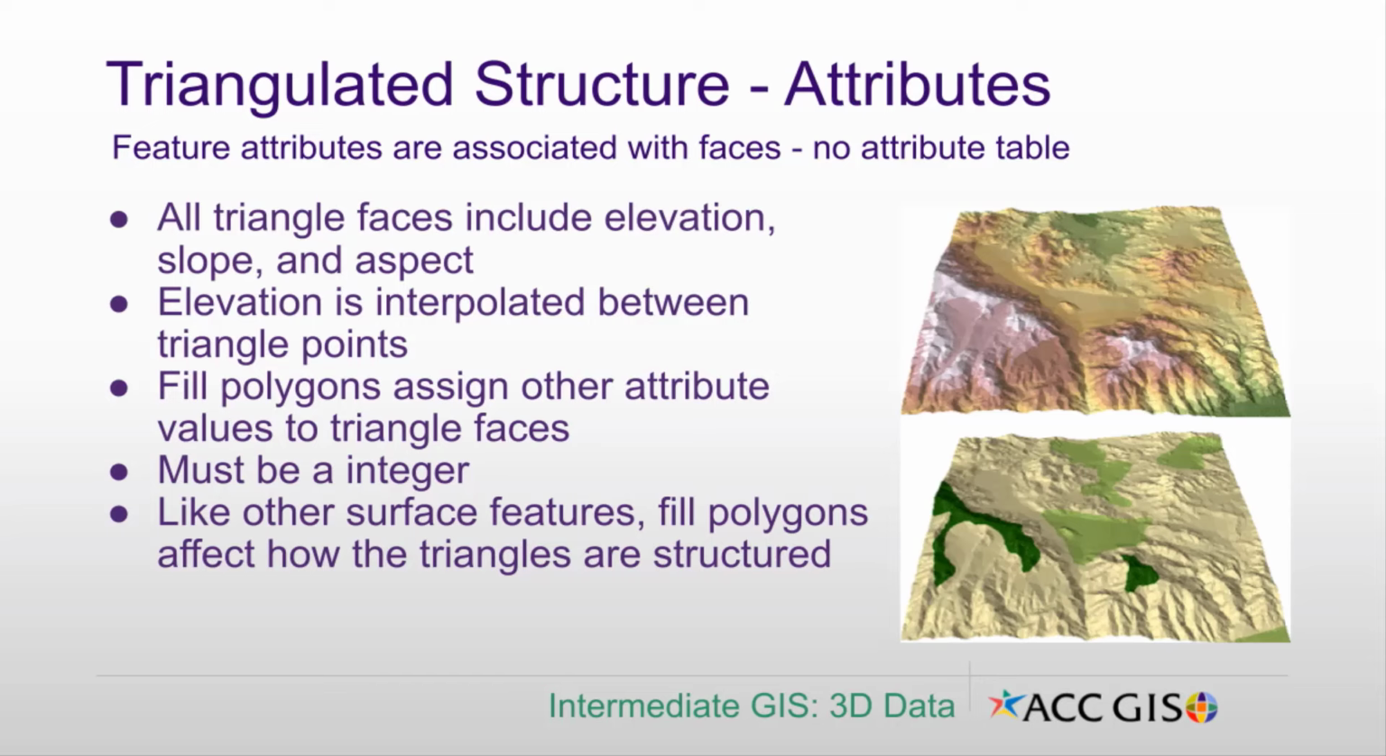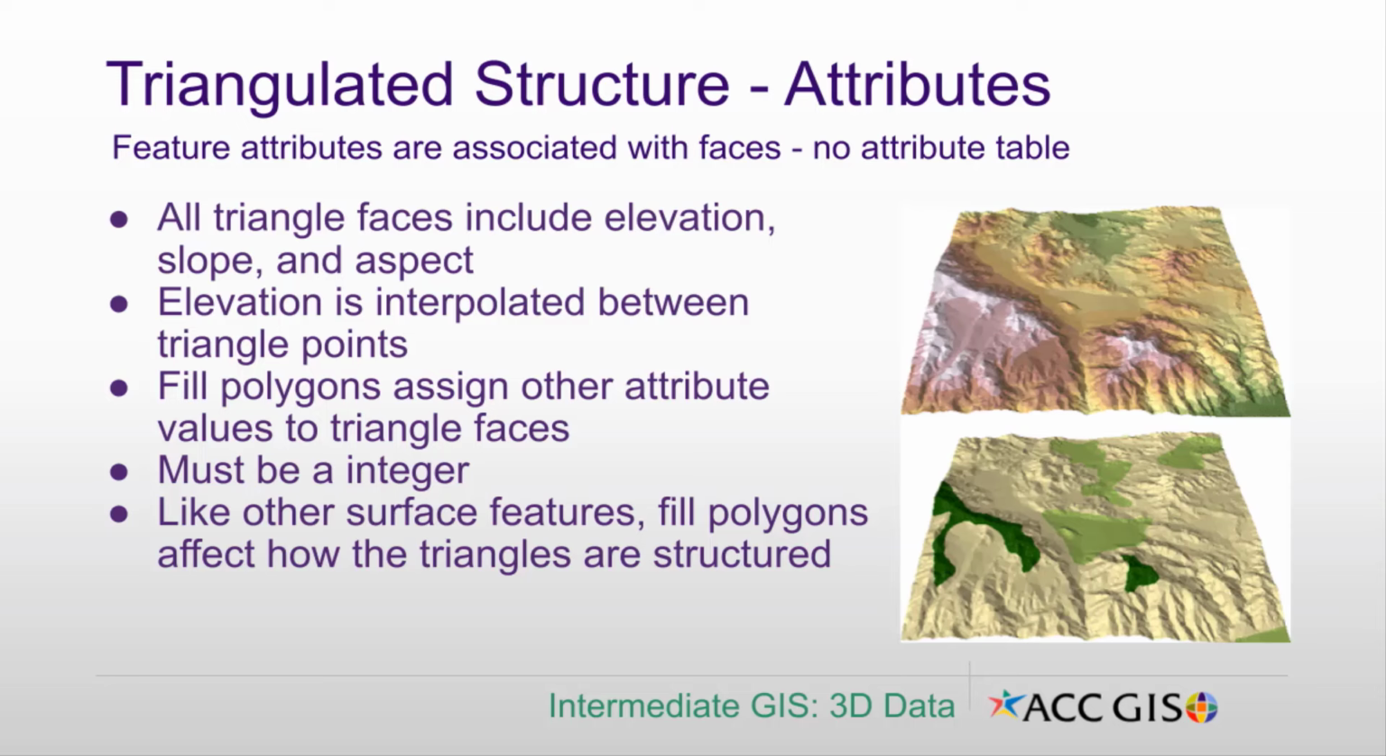Attributes in the triangulated structure are associated directly with the faces. There's no attribute table. And so, as previously discussed, all triangle faces include elevation, slope, and aspect. And the elevation is interpolated between the triangle points. So, wherever you click on that face, it'll calculate what the elevation is. But you can use fill polygons to assign other types of attributes to the triangle faces. Now, that attribute must be an integer, and those fill polygons will affect how the triangles are structured.